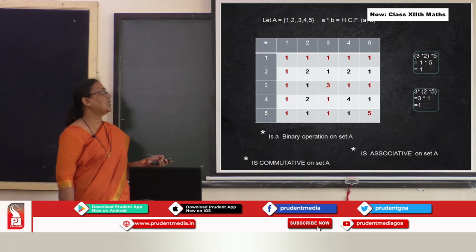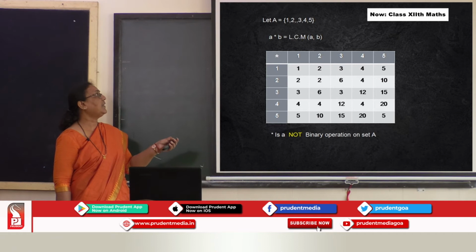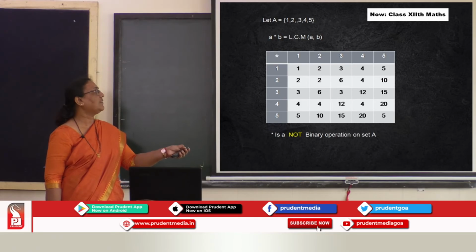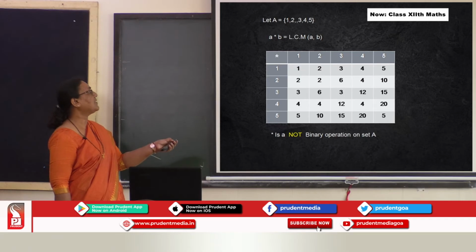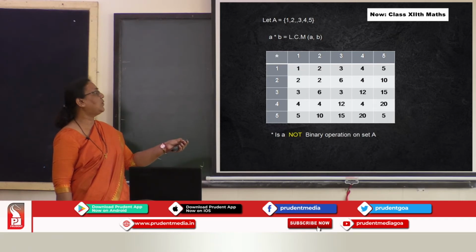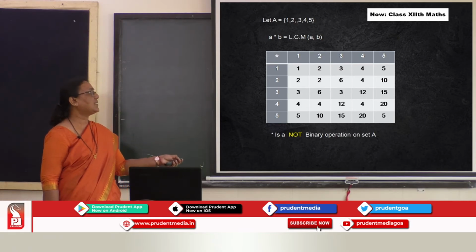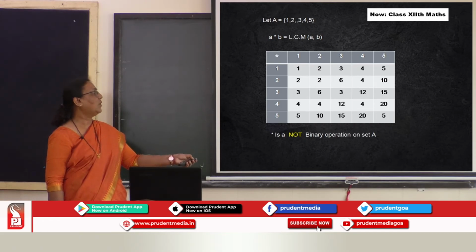Now see here. I am taking a similar type of example. Set A is 1, 2, 3, 4 and 5. Now a star b is LCM of a and b. How is the operation star taken? It is the LCM of a and b. So you write 1, 2, 3, 4, 5 this side and 1, 2, 3, 4, 5 this side. Then 1 star 1 means LCM of 1 and 1, you write LCM of 1 and 2, LCM of 1 and 3, LCM of 1 and 4, LCM of 1 and 5. Similarly this side you write, then LCM of 2 and 2 is 2 here, LCM of 3 and 3 here, like this you write.